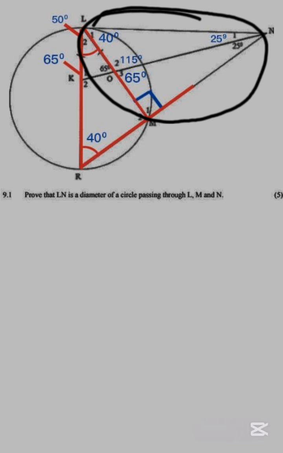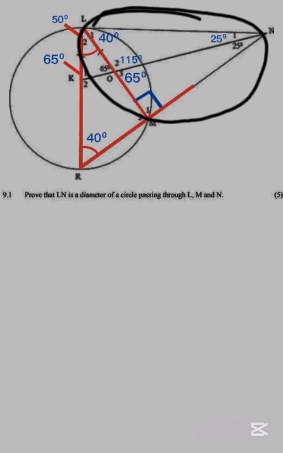For us to be able to solve this question, we must ask ourselves: what does a diameter do on a circle? We all know that a diameter subtends a 90 degrees angle on a circle's circumference. So if we prove that angle M1 is equal to 90 degrees, then LN is a diameter. We already determined angle M1 as 90 degrees in our diagram. You can see that it is important to determine unknown angles before we solve questions.